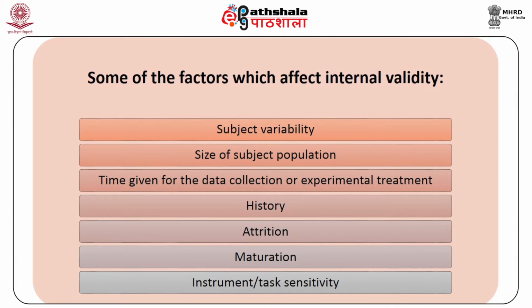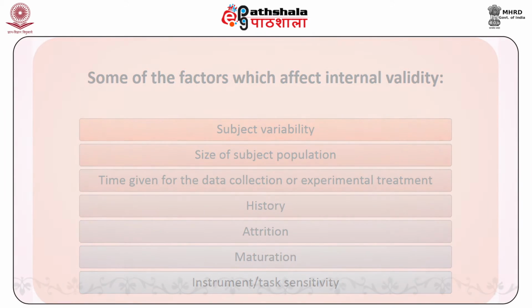Some of the factors which affect internal validity are subject variability, size of subject population, time given for the data collection or experimental treatment, history, attrition, maturation, and instrument or task sensitivity.